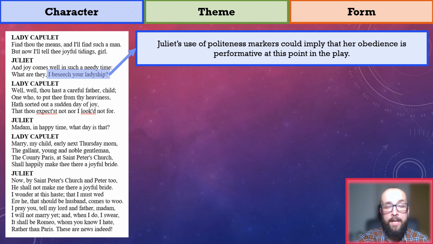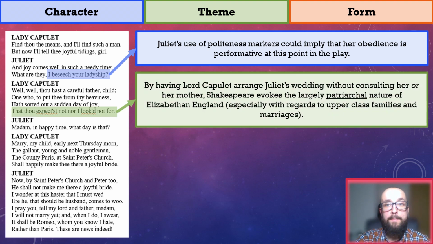When Lady Capulet expresses that Lord Capulet's arrangement of Juliet's wedding with Paris next Thursday was something that Juliet did not expect, nor something that Lady Capulet sought after, Shakespeare evokes the largely patriarchal nature of Elizabethan England, especially with regards to upper-class families and marriages, given that fathers tended to broker their daughters' marriages without consulting them.